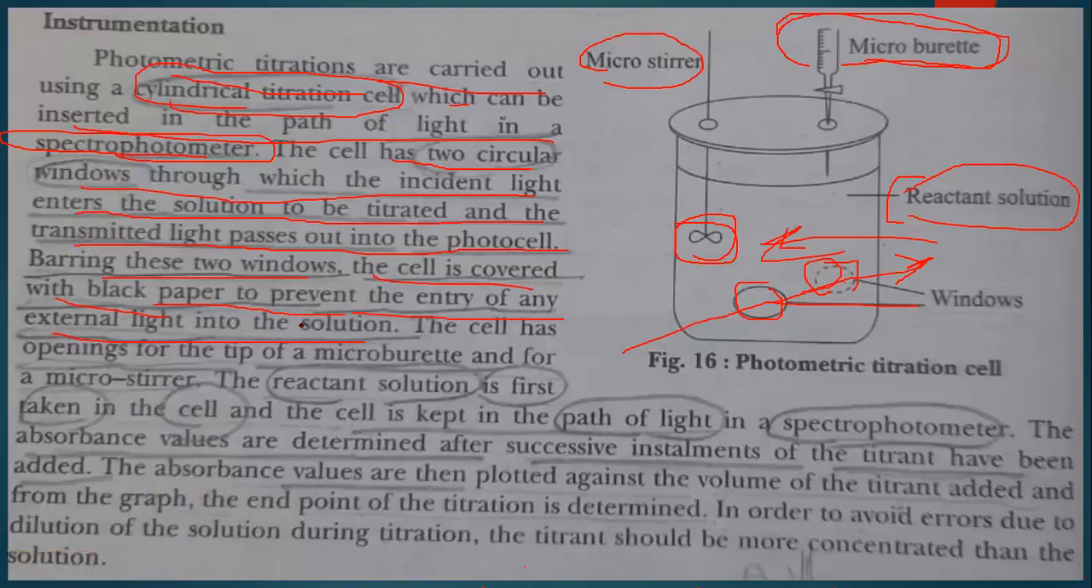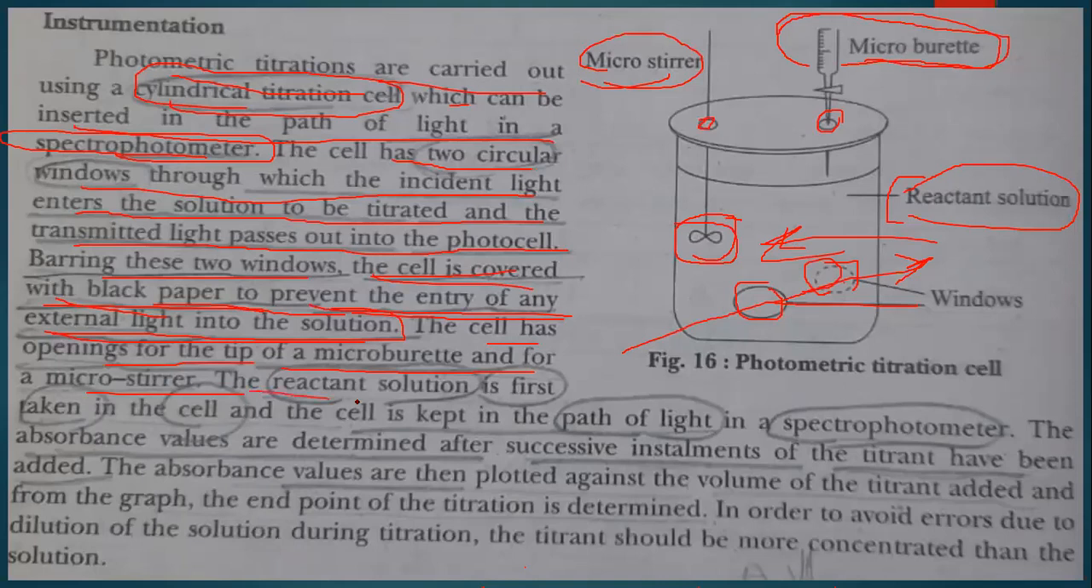Here it is. As I told you, the cell is covered with black paper to prevent entry of any external light into the solution. The cell has openings for the tip of the microburette and the microstirrer. Only that much opening is there, through which light will not pass, and from where the stirrer is continuously stirring, and this microburette is used for the addition of your titrant.